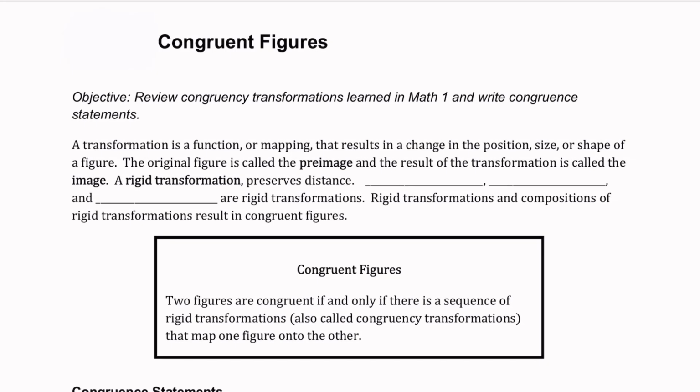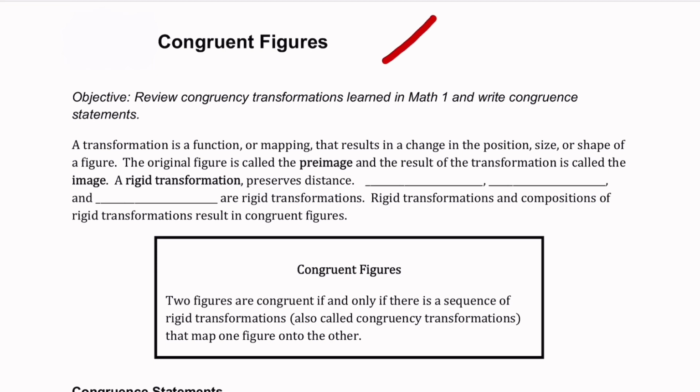Today we're talking about congruent figures. A transformation is a function or mapping that results in a change in the position, size, or shape of a figure. The original figure is called the pre-image.